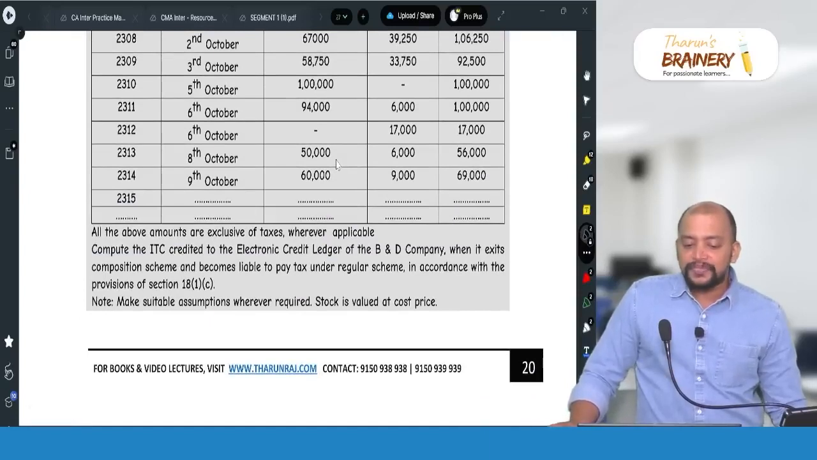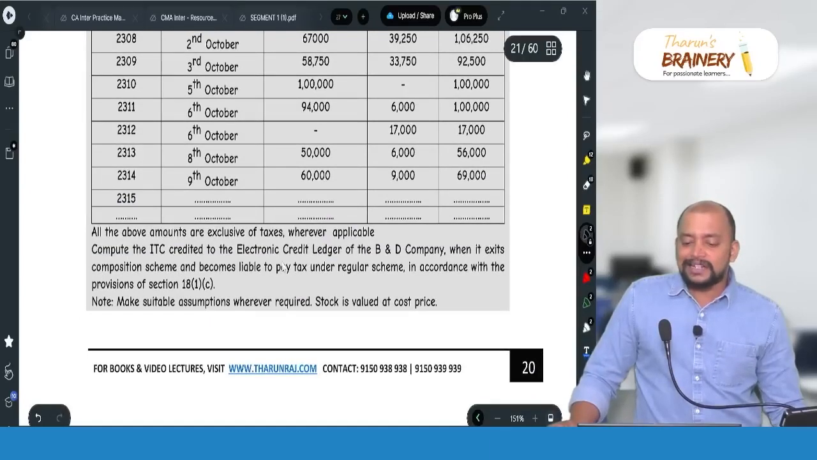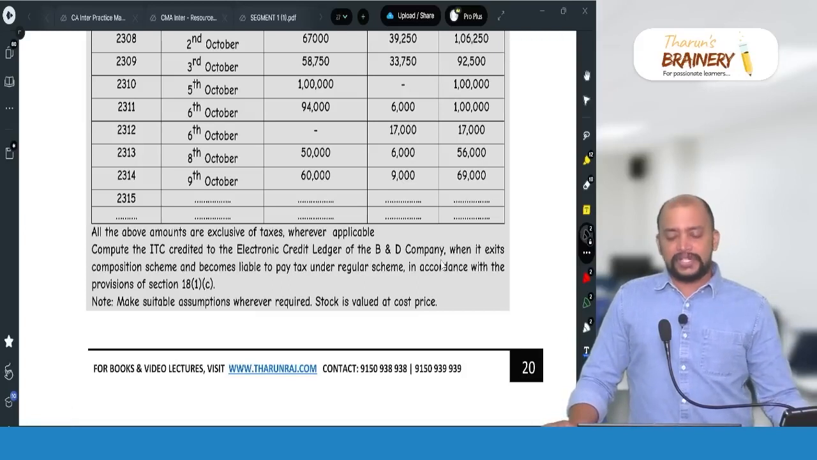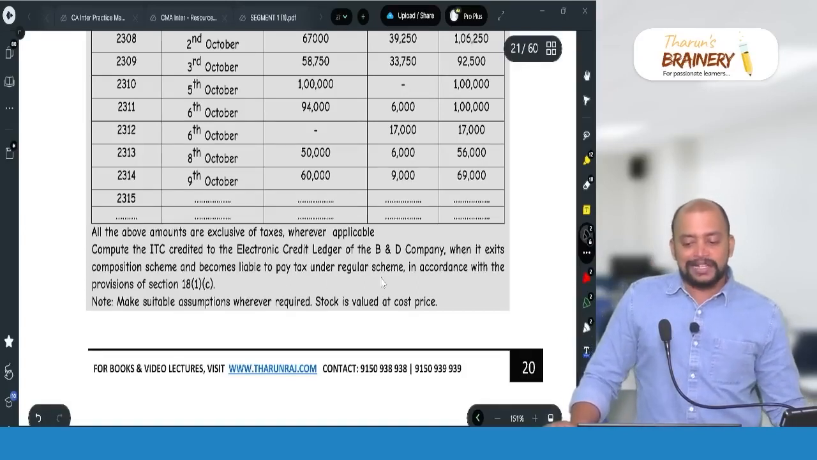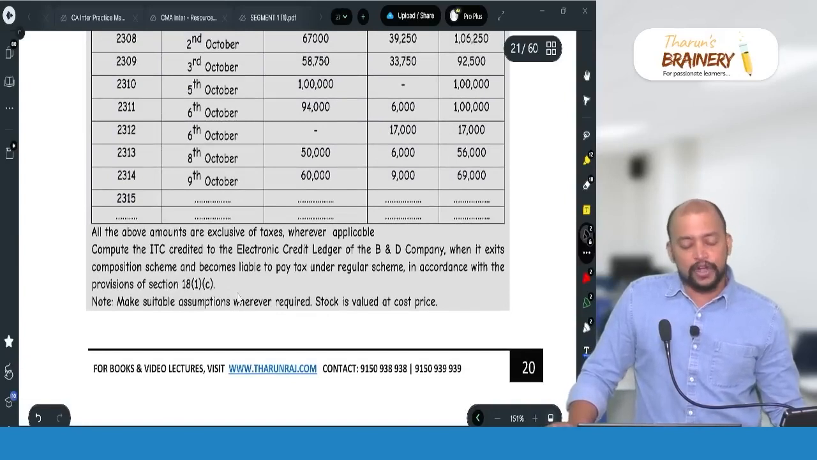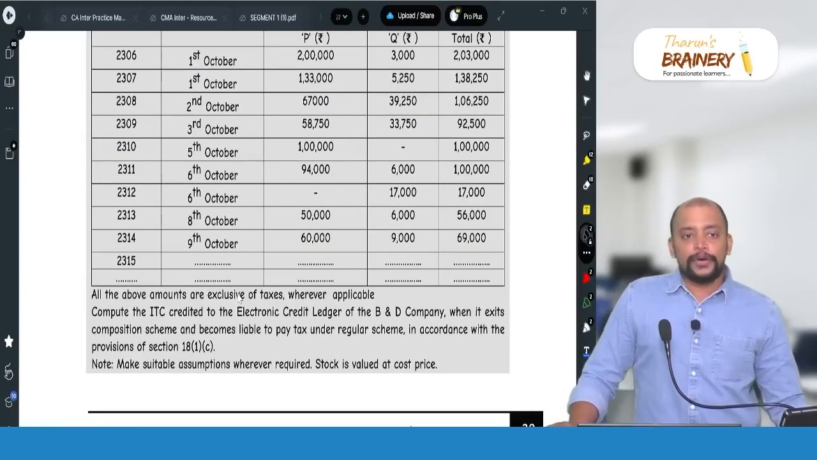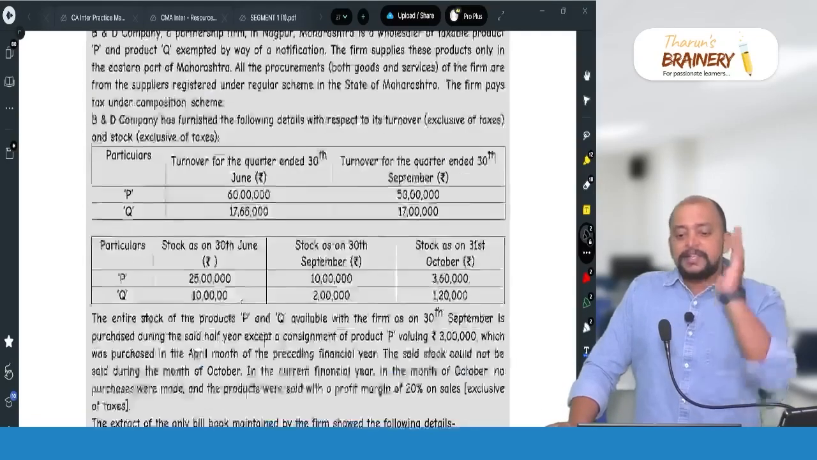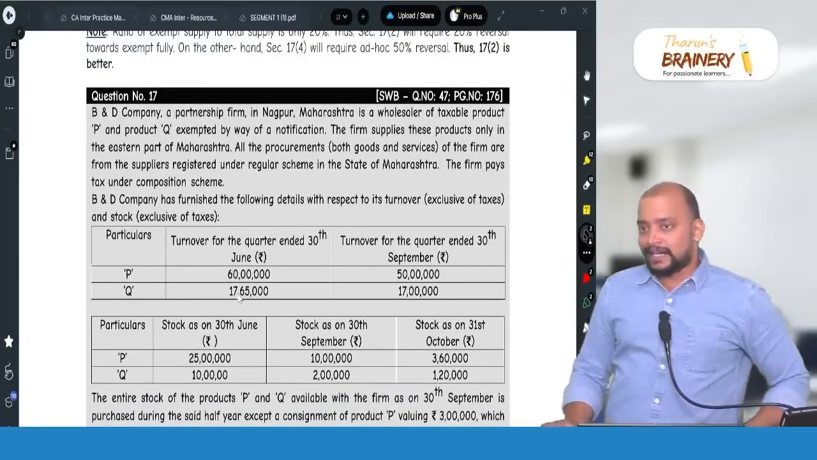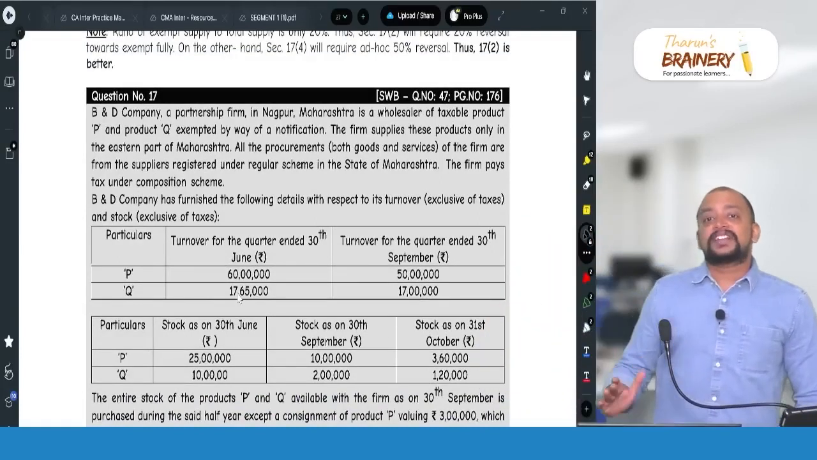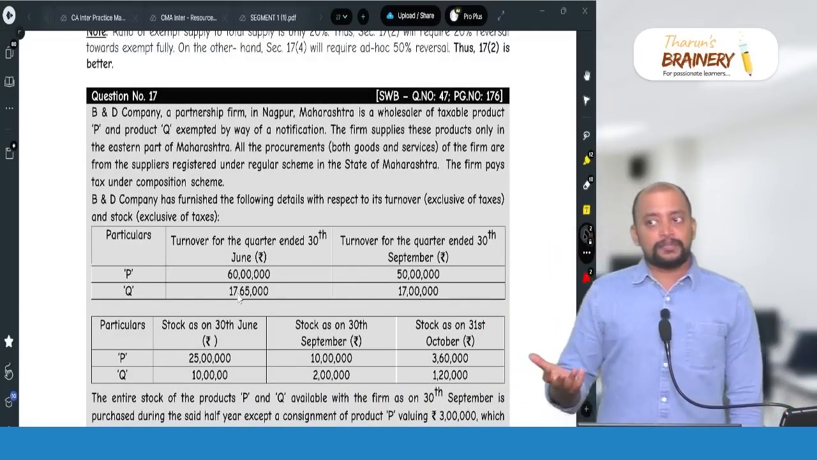Finally, what we need to do? Compute the ITC credited to the electronic credit ledger of B&D company when it exits the composition scheme and becomes liable to pay tax under regular scheme in accordance with the provisions of 18(1)(c). Make suitable assumptions wherever required. Stock is valued at cost price. Now, we need to know, when are they crossing 1.5 crores or 150 lakhs? Because a person opting for composition scheme being a trader, so he is eligible for composition scheme during the current year up to 150 lakhs. After crossing 150 lakhs, they are disqualified from the composition scheme.